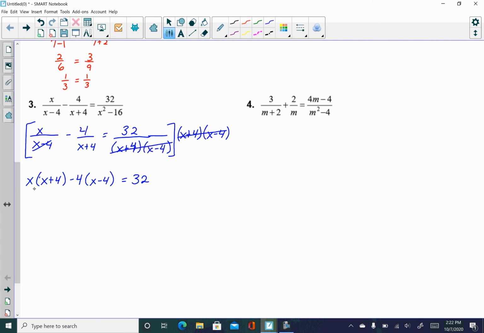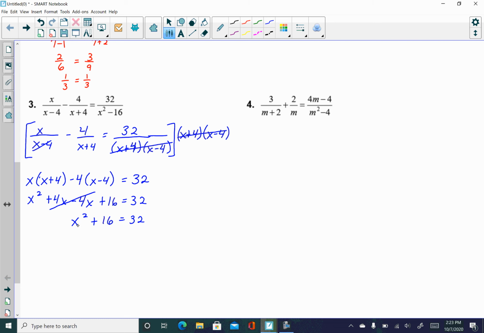All right, so now from here, let's distribute. So x times x is x squared, x times 4 is plus 4x. Let's distribute a negative 4 now, so minus 4x plus 16 equals 32. Let's clean up a little bit further. In the center here, what happens to those 4x's? Hopefully you agree. One's positive, one's negative, and they're the same numbers, so they are going to cancel out. So that's going to collapse down and give me x squared plus 16 equals 32.